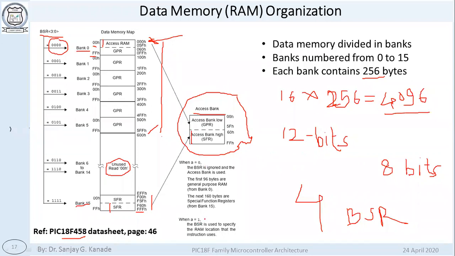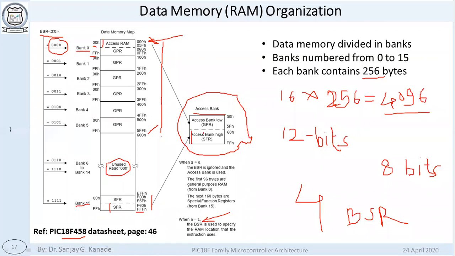And if A is 1, then it is simple. 8 bits are here and 4 bits are taken from the BSR. Whatever the value of BSR is, that is directly augmented here, and that's how we get the 12 bits. So this is how the 12-bit address of the data memory is created.